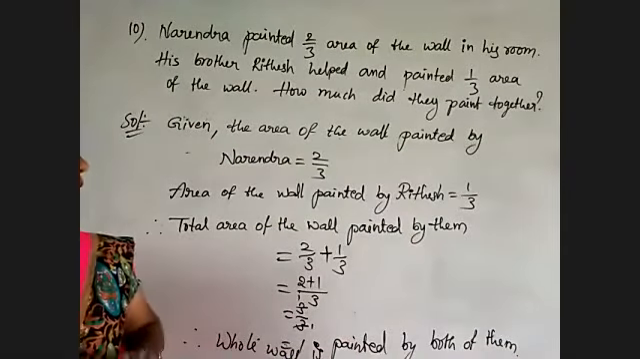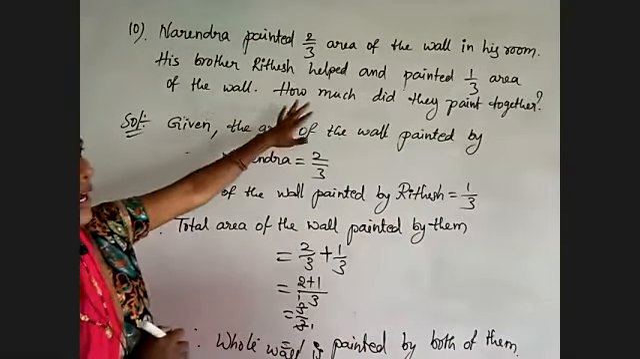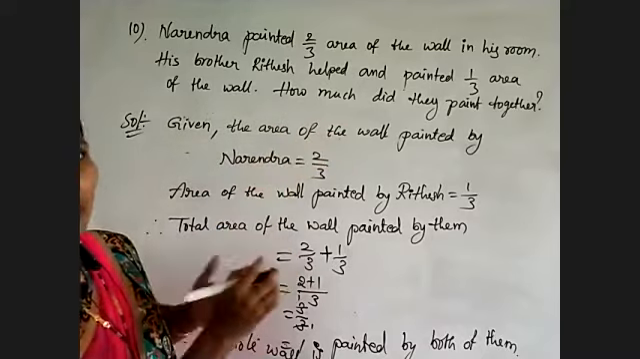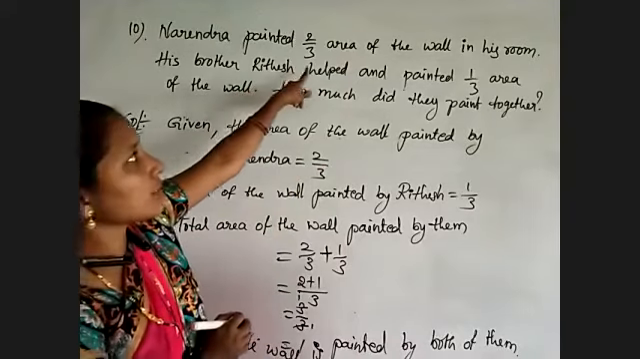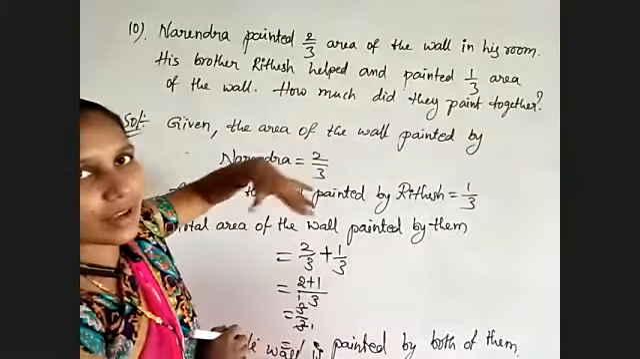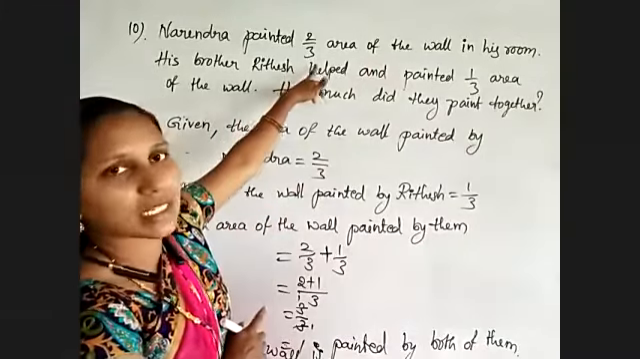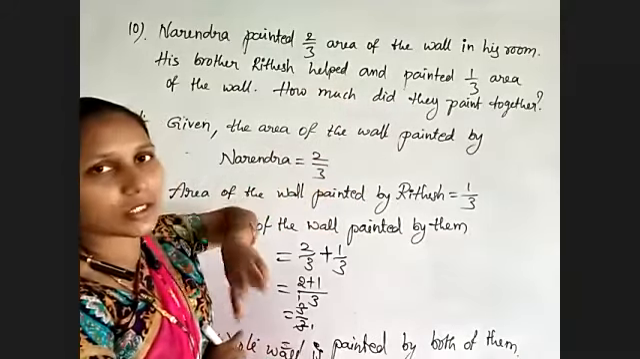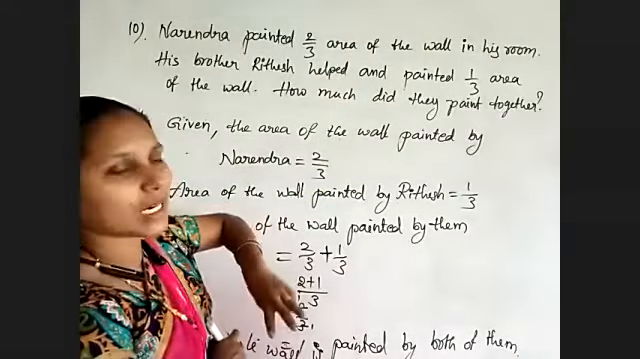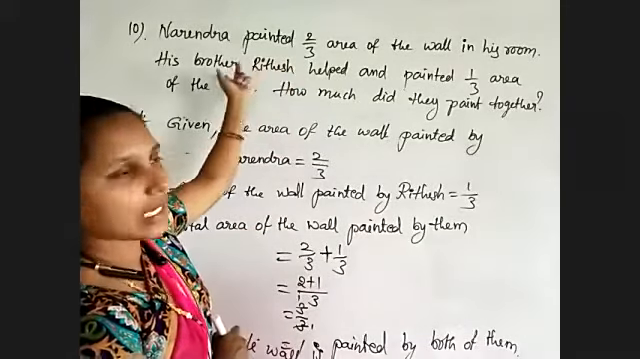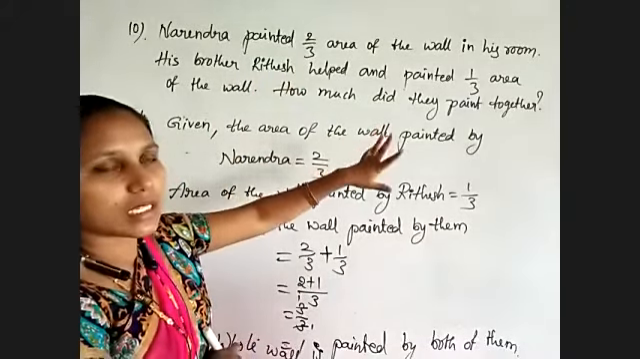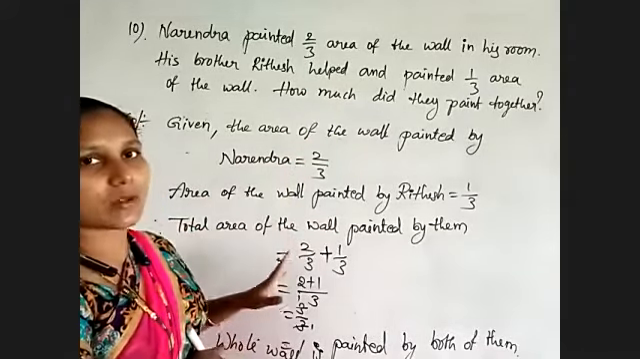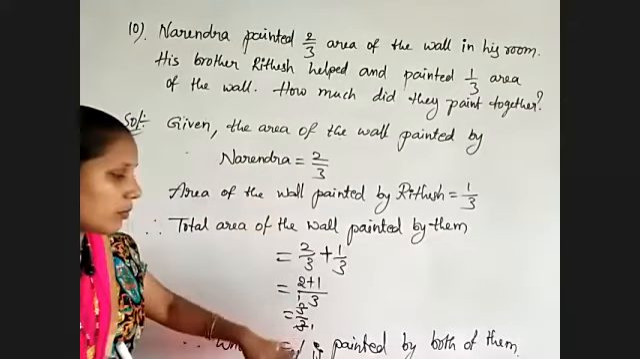Okay, once again observe this. They are asking to find out how much portion was painted by both the people, which means we need to combine both. So here the wall is divided into 3 parts. That area of the wall is divided into 3 parts. Why? Because the denominator is 3. 2/3, 1/3, both are having the same denominator, which means the total wall is divided into 3 equal parts. Out of 3 parts, 2 parts are painted by Narendra and 1 part is painted by Ritesh. So completely 2 plus 1, 3 parts are painted. Out of 3 parts were painted, means the complete wall is painted by both of them.